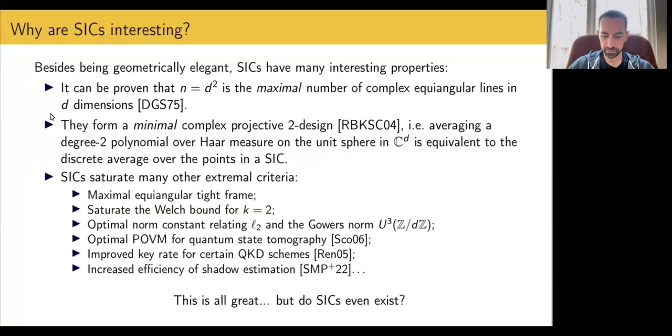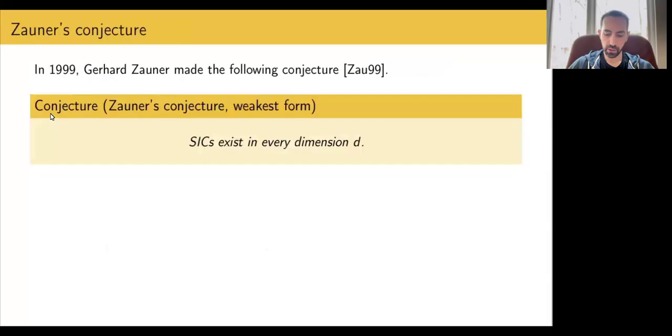But then the big question is, do they exist? I showed you one example in d equals 2. So the real question is, do they exist in every dimension, or at least in an infinite family of dimensions? In 99, Gerhard Zauner conjectured something much stronger than this, but the simplest and weakest form, which is still open, is that these SICs exist in every dimension D.